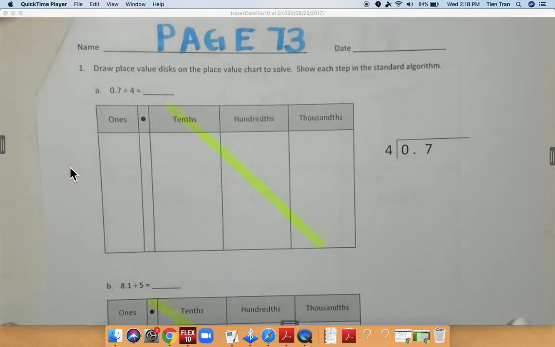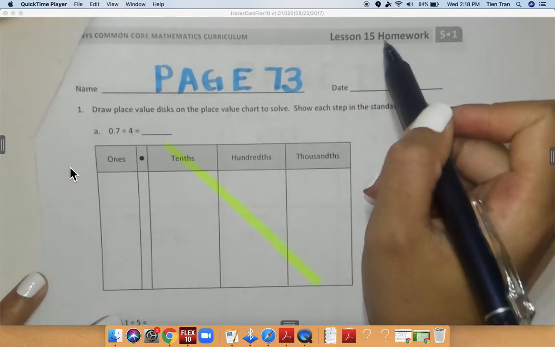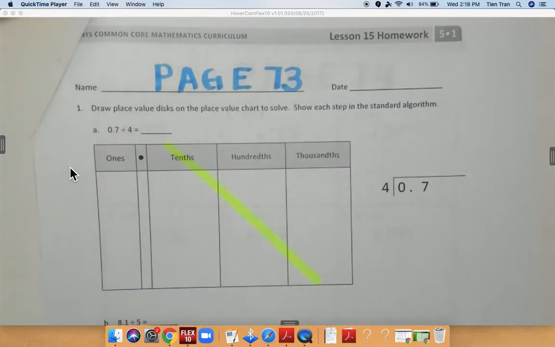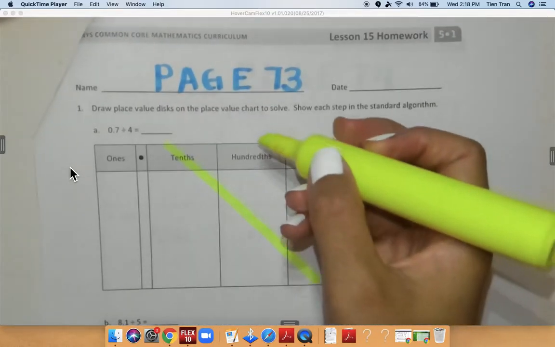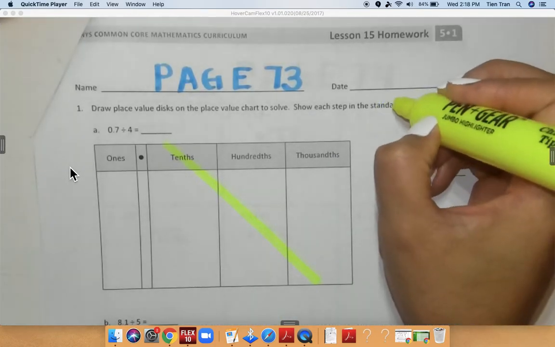We are on page 73. Make sure you are on lesson 15 homework for today. And the first question asks you to draw place value disks on the place value chart to solve, and then show each step in the standard algorithm.